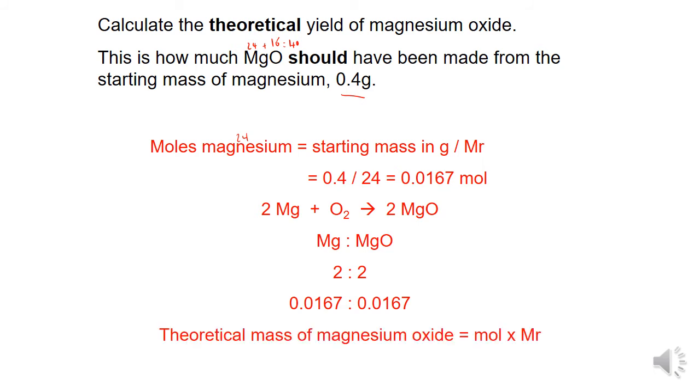So the theoretical mass of magnesium oxide is moles times relative mass, 0.0167 moles times 40 grams per mole. We should have formed 0.67 grams of magnesium oxide. So that would be 100% yield. And yield is just how much is made. So 0.4 grams of magnesium should form 0.67 grams of magnesium oxide.